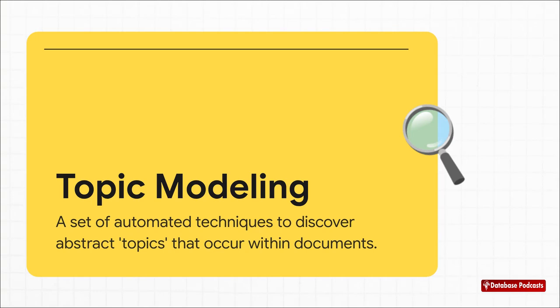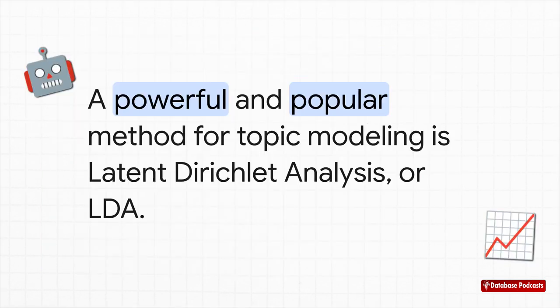In a nutshell, topic modeling is a way to automatically discover the hidden thematic structure in a huge collection of documents. And the key words there are automated and discover. You don't have to give it a list of topics beforehand. It finds them all on its own, straight from your data. Now, there are a few ways to do this, but the big one, the one most people use, is an algorithm called latent Dirichlet allocation. Yeah, it's a mouthful. So everyone just calls it LDA. And we're going to focus on LDA to see how this magic really happens.